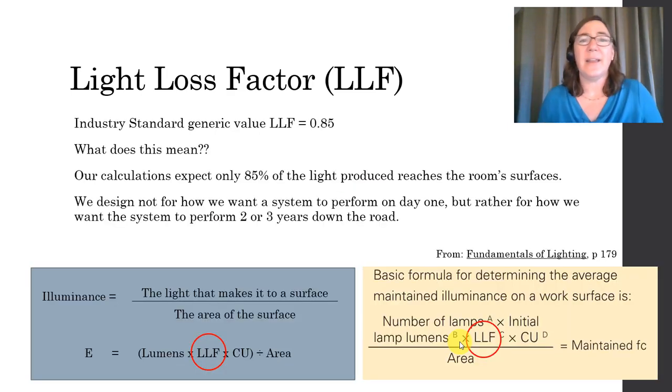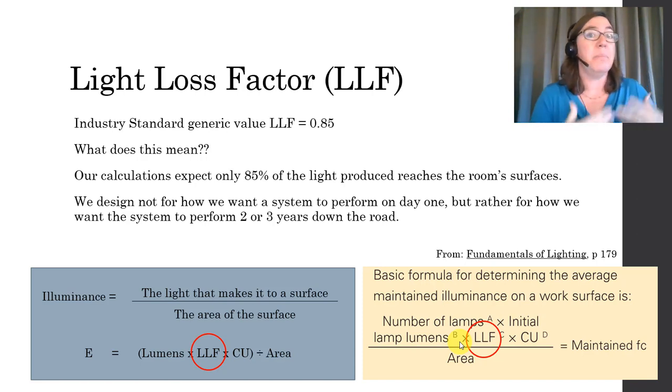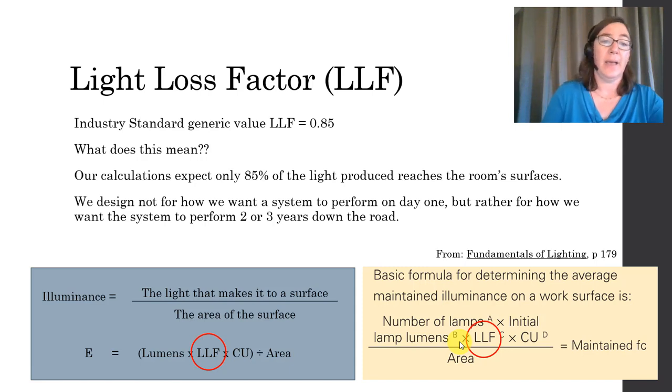So what does that light loss factor mean? It means that our calculations are going to expect that only 85% of the light that we produce is going to reach the room's surfaces. And so we need to include that in our calculations so that we design not for how we want our system to perform day one, but for it to perform a couple of years down the road. So take a look at our illuminance formulas, and you can see the light loss factor included here.